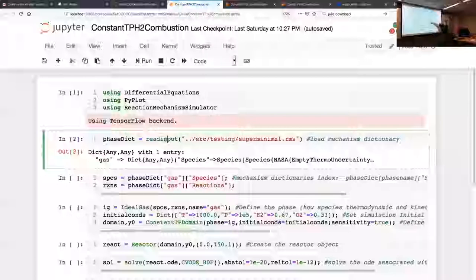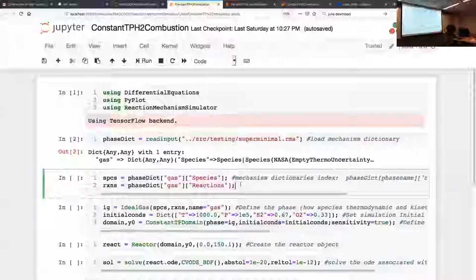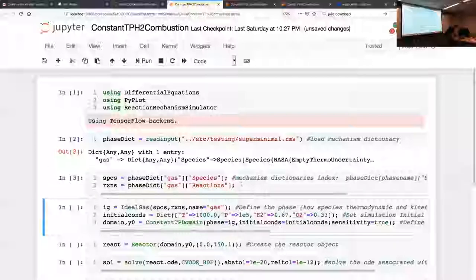So here we've imported, and this gives us a dictionary of phases. I've named the phase that we're interested in as the gas phase. We take the species and reactions out of it, and we use that to make an ideal gas object. This phase object defines how all the thermodynamic and kinetic properties are calculated, how we calculate the enthalpy and the Gibbs free energy of all of those species, and potentially some effects on the reactions. Diffusion limitations are done here.